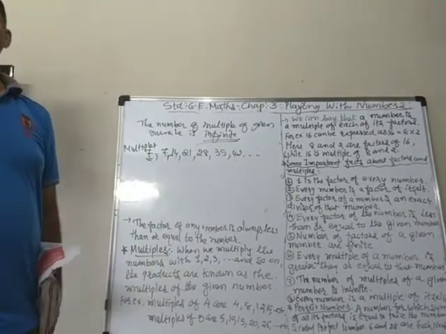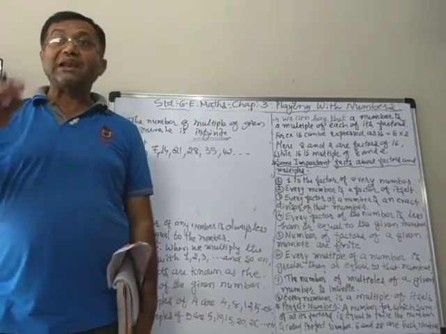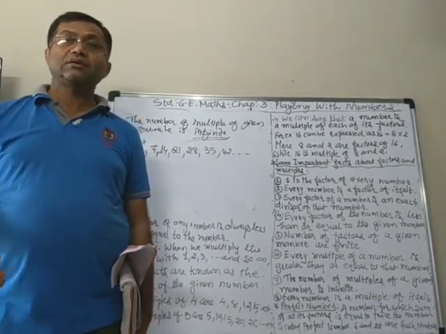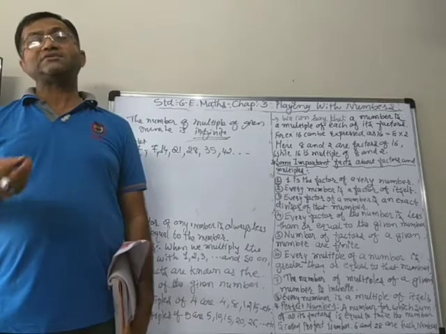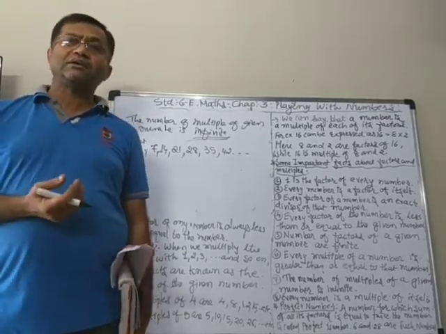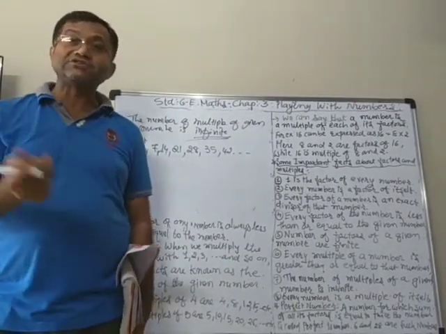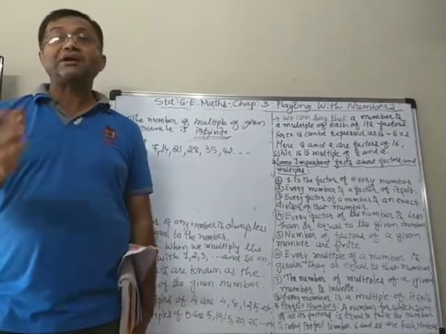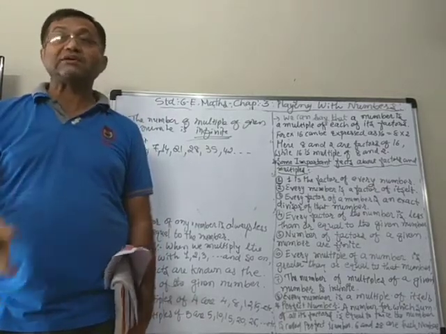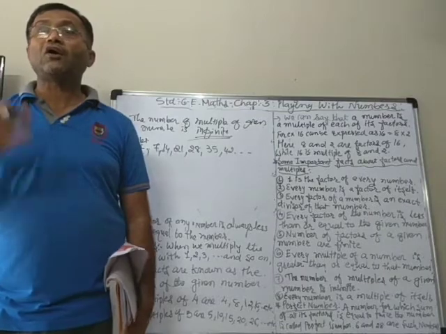What will be the last multiple of 7? Can you tell me what is the last multiple of 7? You may say yes, 700. Why? 7 multiplied by 100 is 700. Then what about 7 multiplied by 101, 7 multiplied by 102, 7 multiplied by 500, 7 multiplied by 1000, 7 multiplied by lakh? It will go on and on and on.